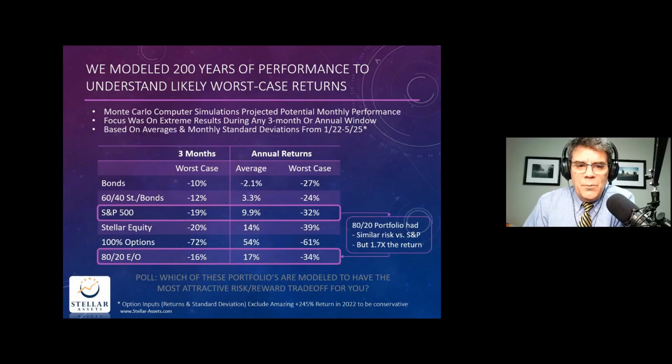Now, I want you to take a moment to look at these options and complete another poll. Which of these portfolios are modeled to have the most attractive risk-reward trade-off for you? You might still be in the bond camp, but hopefully you're not. It's been a terrible last 3 years for bonds. But maybe you're still in the 60/40 camp because you want to keep that worst case scenario down low and you're willing to accept 3% returns.